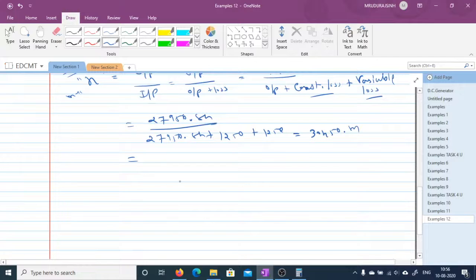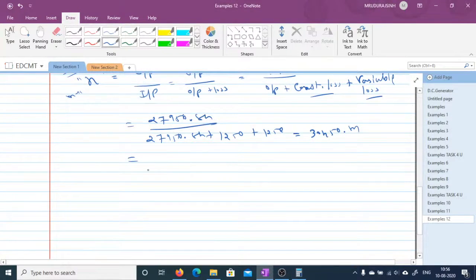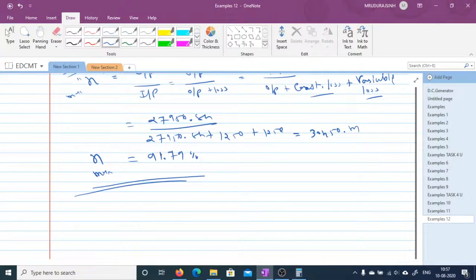30450.84, and let's just divide the output 27950.84 by the input 30450.84, which gives us 91.79, right? 91.79 percent will be the maximum efficiency of this machine. इस मशीन की ये मैक्सिमम एफिशिएंसी होगी.